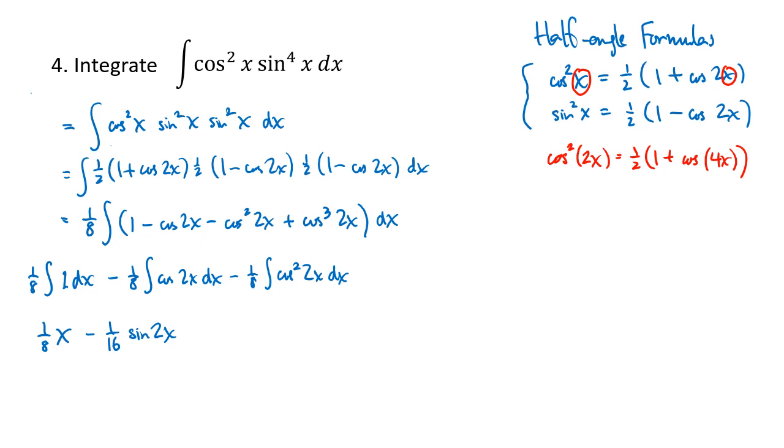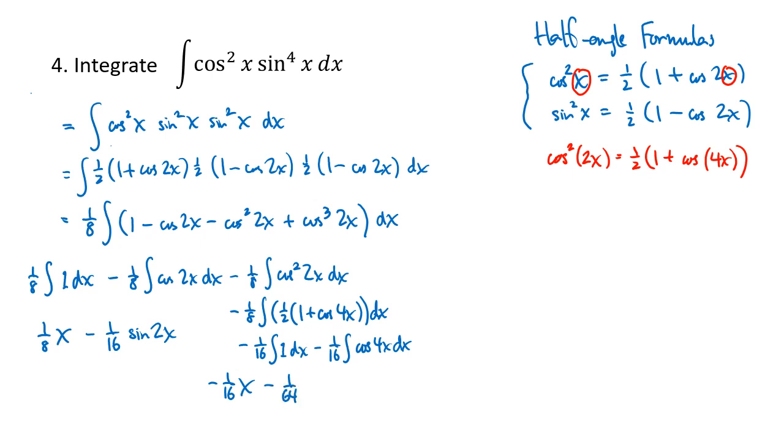So when I rewrite this integral, I get minus 1/8 times the integral of 1/2 times 1 plus cosine of 4x. So that's going to be minus 1/16 times the integral of 1 dx, and then minus 1/16 times the integral of cosine of 4x. When we take the antiderivative of 1, we get minus 1/16 x. Then we take the antiderivative of cosine of 4x. That's going to give us 1/4 sine of 4x. 1/4 times the 1/16 that we already have there is a 1/64 sine of 4x.